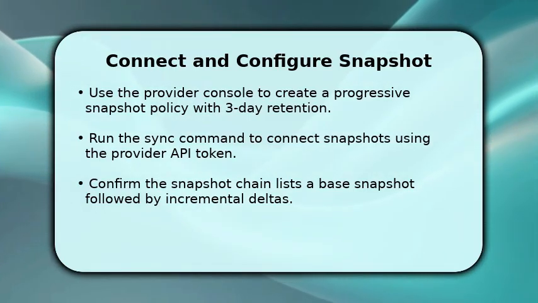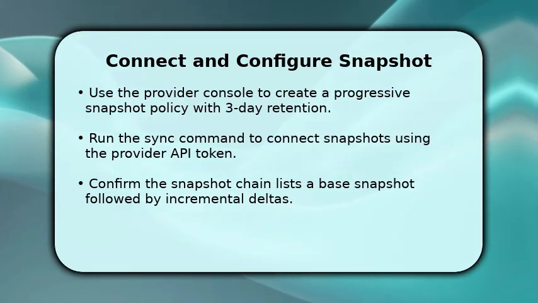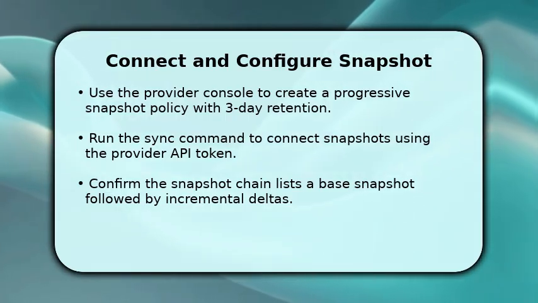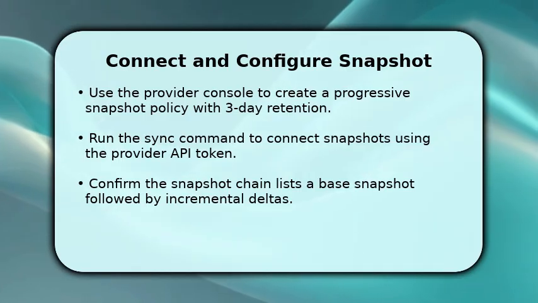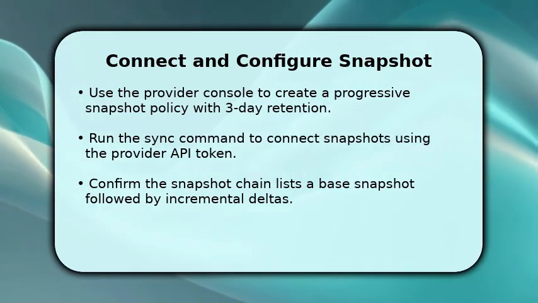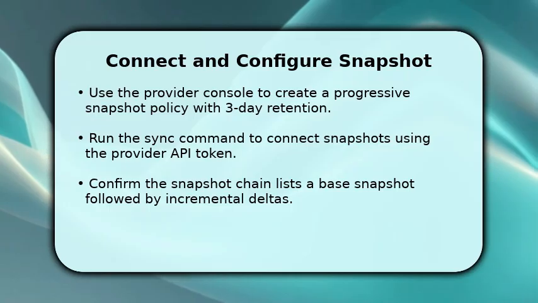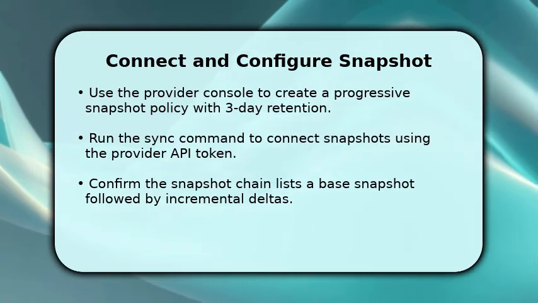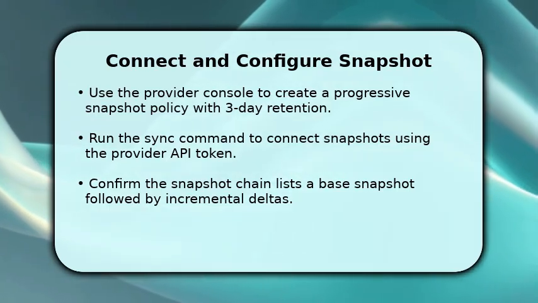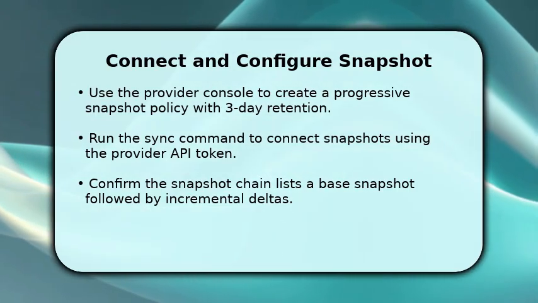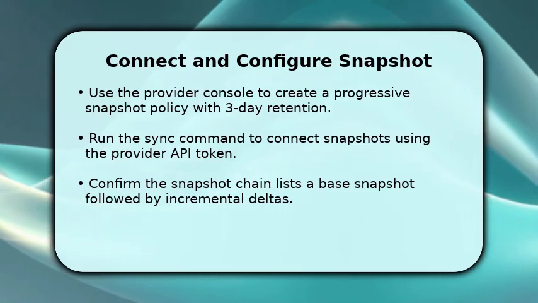Run the sync command to connect snapshots using the provider API token. Monitor API output for status codes 200 and 202 to confirm acceptance. Confirm the snapshot chain lists a base snapshot followed by incremental deltas. Save the connection log for auditing and rollback if needed.